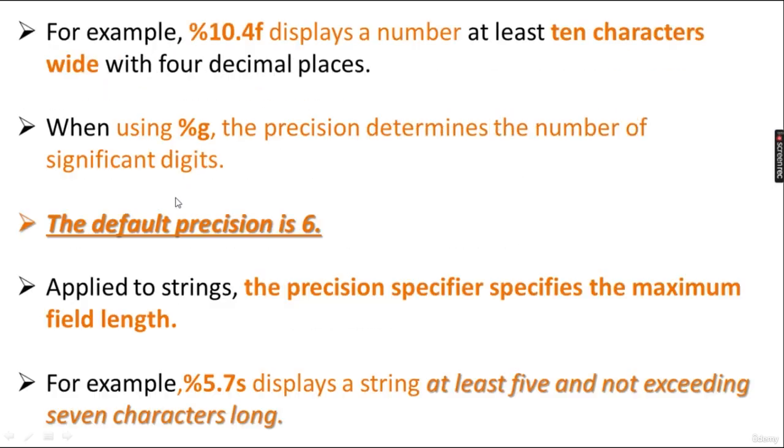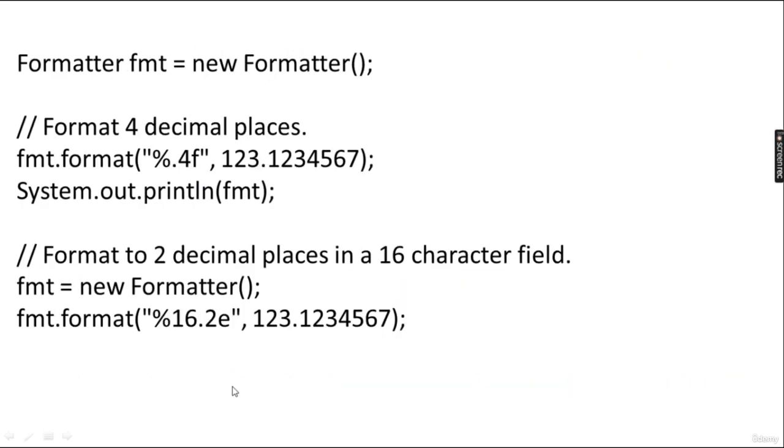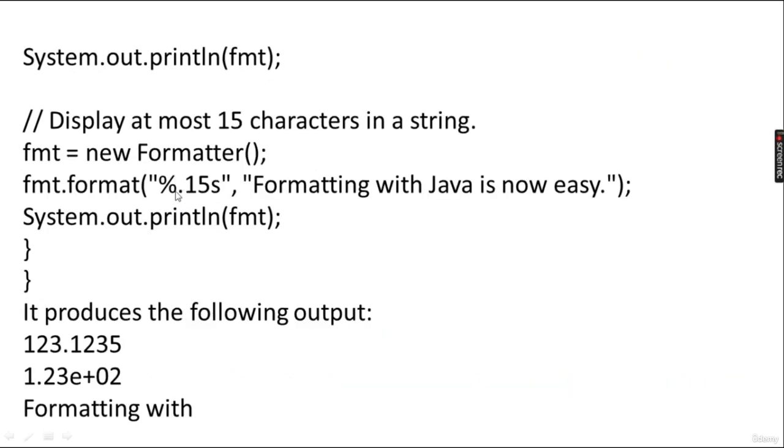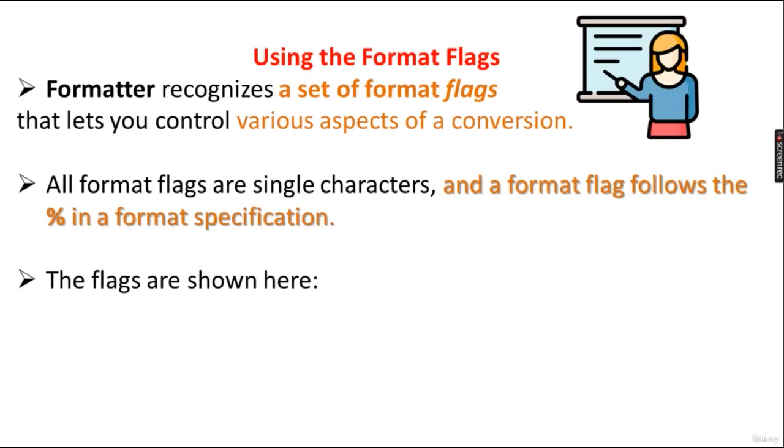Okay, so what is the meaning for string? At least 5, maximum 7. So here also at least, space, maximum is 15. 0, 1, 2, 3, 4, 5, 6, 7, 8, 9, 10, 11, 12, 13, 14, and 15. Okay, so maximum 15 characters long, and all other is truncated over here for the string formatting precision specifier.